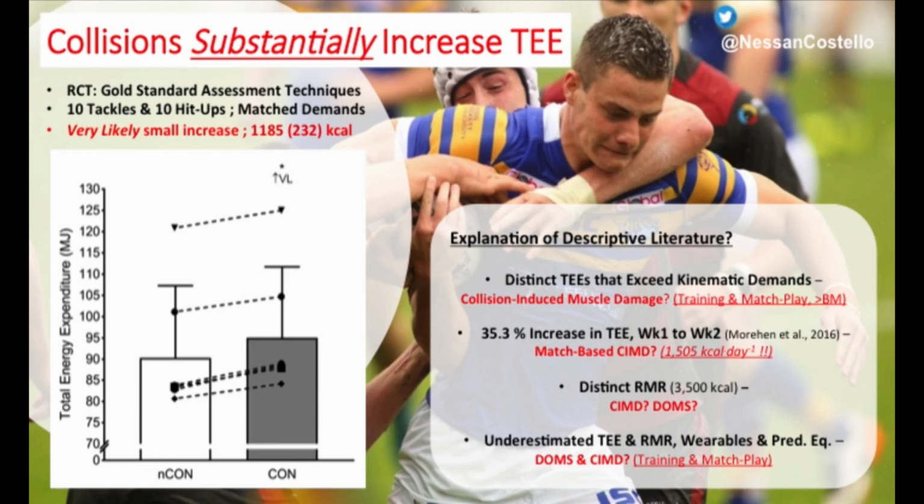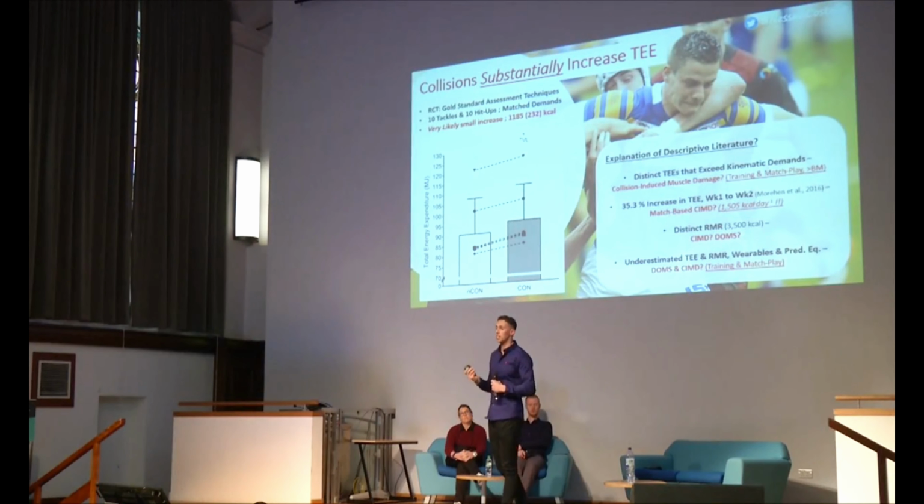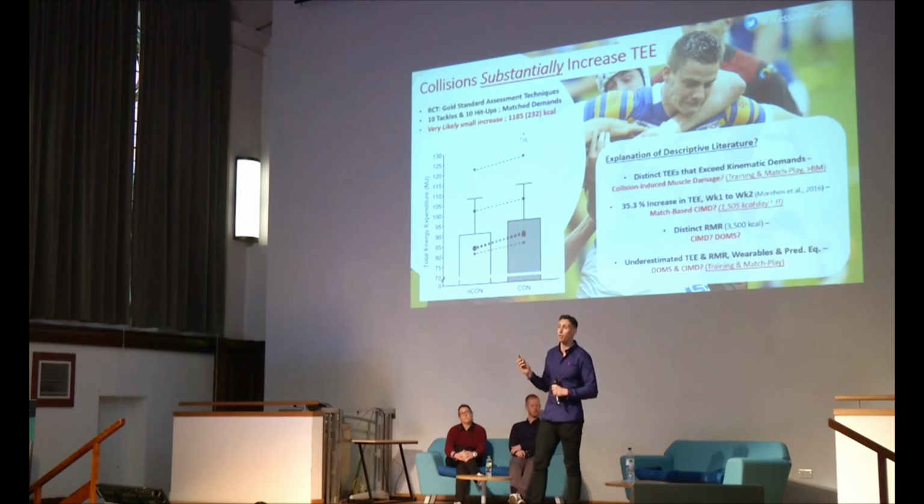One of my beliefs, so this is just hypothetical, no research to back this up, but we obviously know that with damaging training you get a repeat bout effect. As you would expect muscle damage to decrease, and as a consequence you'd probably expect total energy or calorific cost to decrease as well. And finally, all of those underestimations, prediction equations, the wearable technology, it doesn't account for collisions. Maybe that's why it's underestimating.